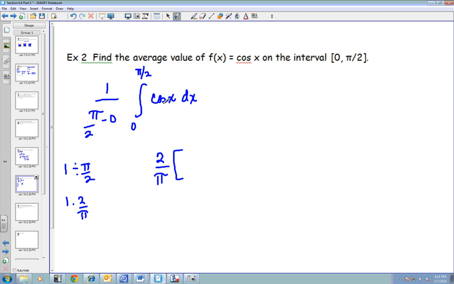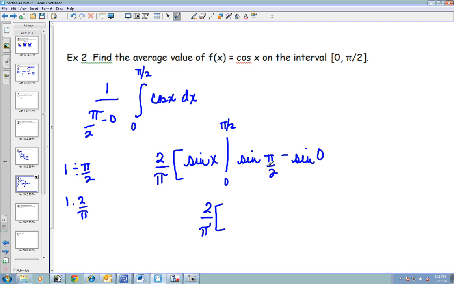times the integral of cosine. When I integrate cosine, I get sine x. And I need to evaluate from 0 to pi over 2. So I have sine of pi over 2 minus the sine of 0. So I have 2 over pi right here. What is the sine of pi over 2? Sine of pi over 2 is 1 minus the sine of 0, which is 0. So when I simplify that, my answer is 2 over pi. So the average value is 2 over pi.